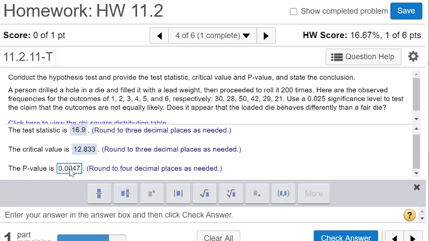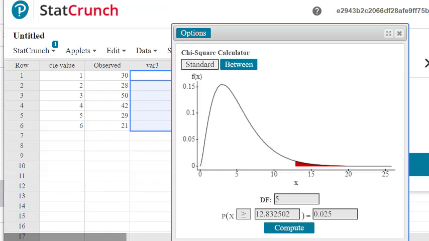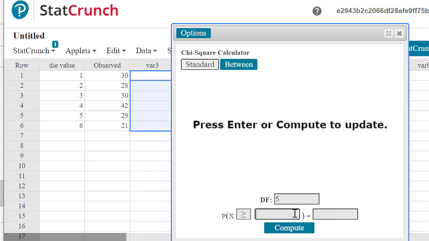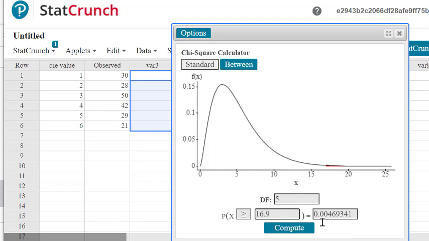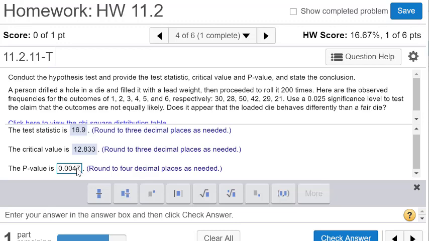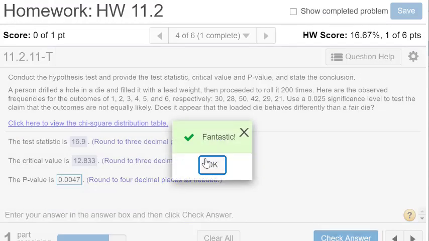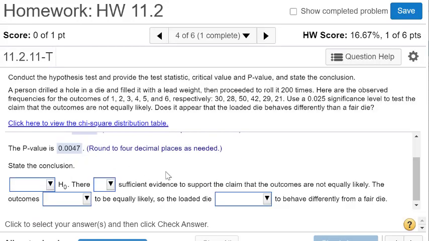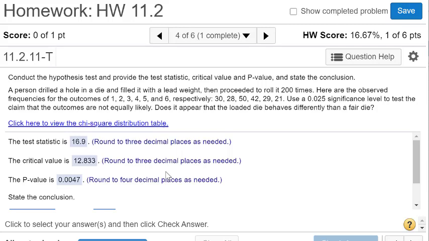So the p-value was 0.0047, but let me show you another way to find the p-value. Since we have the test statistic and since we have our chi-square calculator open, if we put in our test statistic in here, which is 16.9, and then we ask it to compute, we get 0.00469 or 0.0047. So they're all related. The p-value and the test statistic are related to the critical value and the critical region.